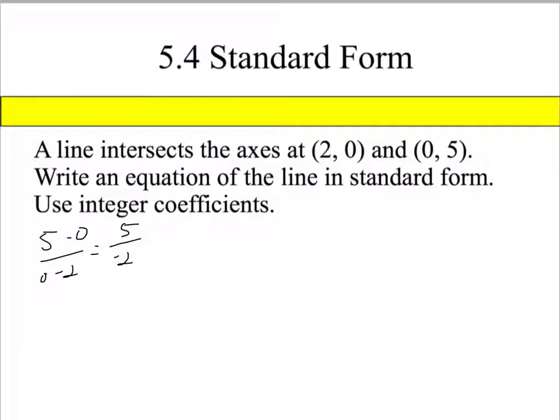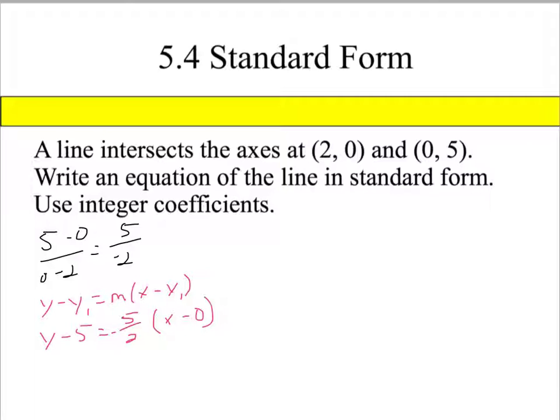Now I have my slope, I have a point, and I'm going to plug those in. Again, it doesn't matter which point you use. You could use 2, 0 or 0, 5, and they will both come out to be the exact same answer if used correctly. So I'm going to plug that into my point slope form of y minus y1 equals m times x minus x1. And that's going to be y minus 5 is equal to m, which is negative 5 over 2, times x minus 0.